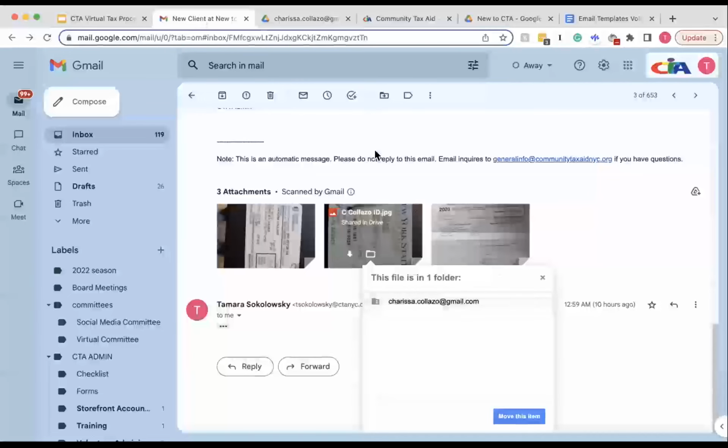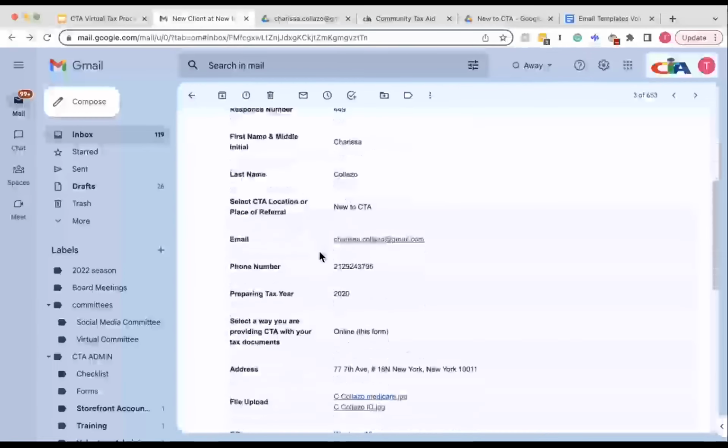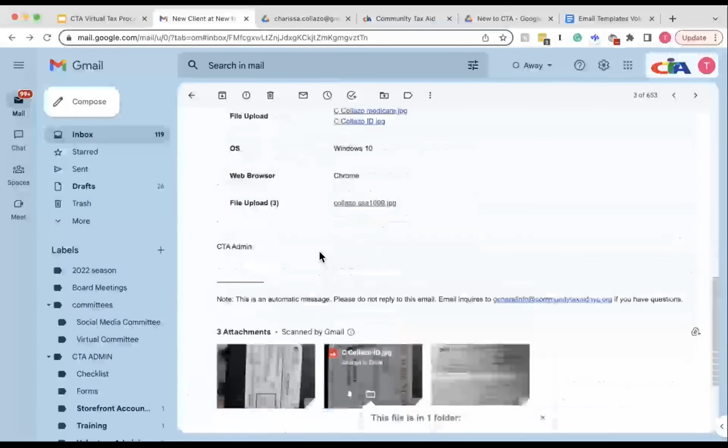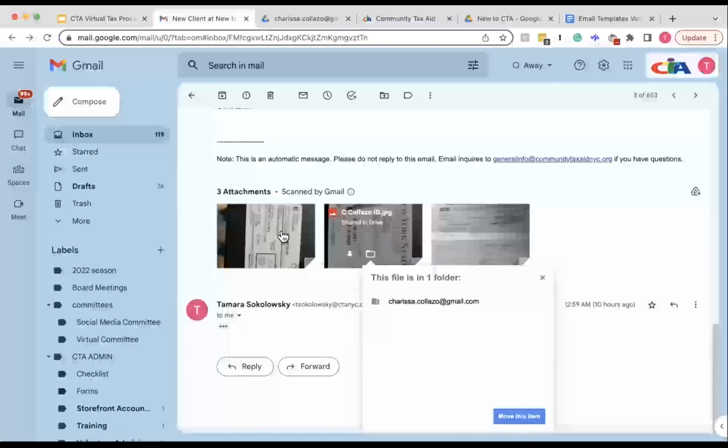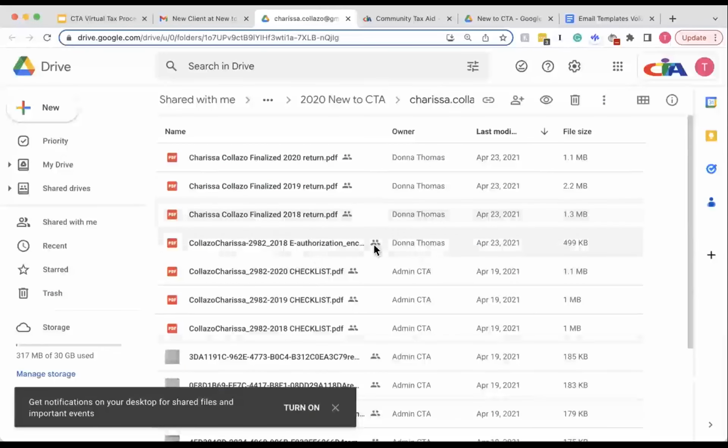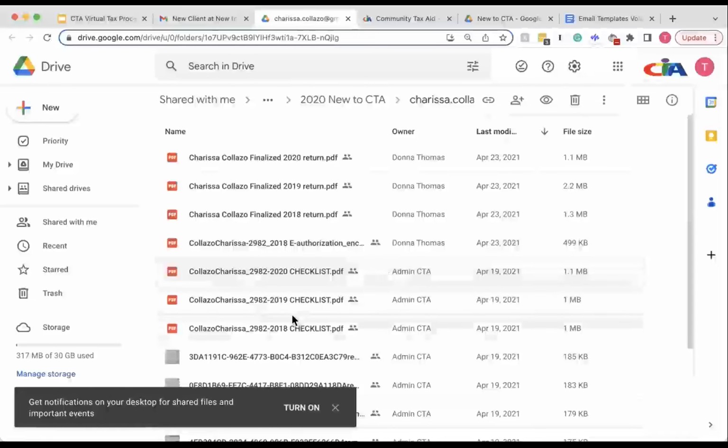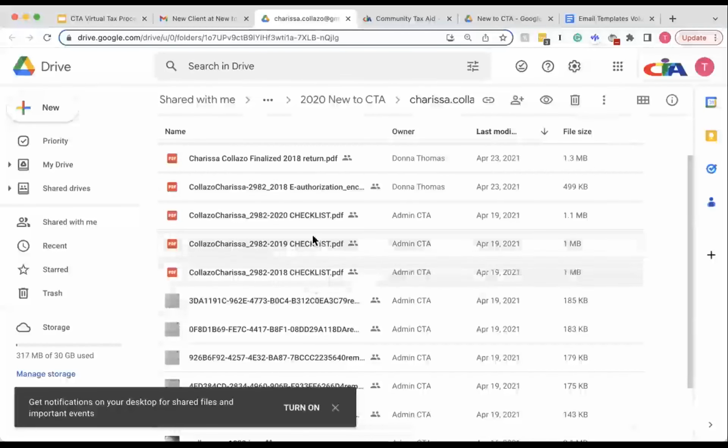So I just want to go back and show you once more. You get this email from the assistant manager. It has all of the taxpayer's information, and you hover over the document and you see this little folder icon. This comes up where it says the folder's name, which is the email address. Click on it and it brings you right into their folder. So this is a previous one we've done from last year, and you can see that the checklist has been re-uploaded in here, and you guys will have to do that as well.